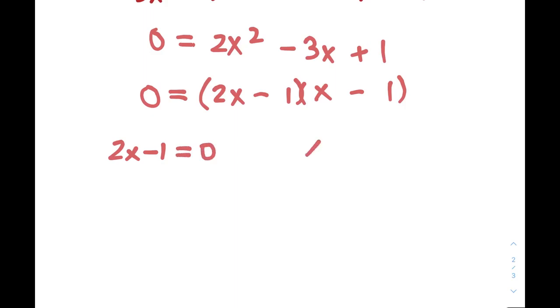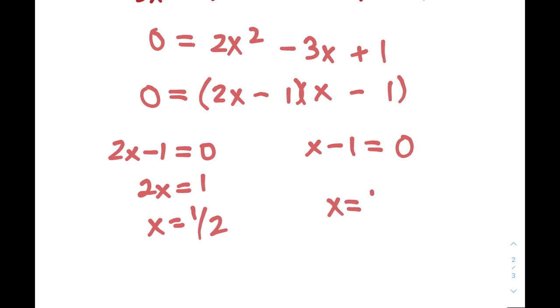So 2x minus 1 equals 0. x minus 1 equals 0. This will give us 2x equals 1. x equals 1/2. x equals 1.